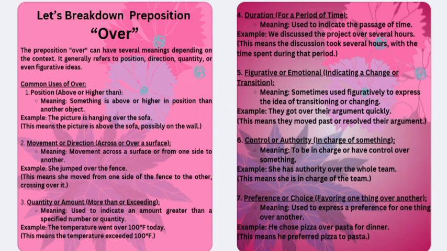The last one is preference or choice. So favoring one thing over another. Used to express a preference for one thing over another. So the example is: he chose pizza over pasta for dinner. This means he preferred pizza to pasta.